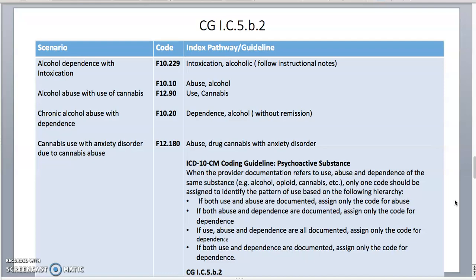Our next case, cannabis use with anxiety disorder due to cannabis abuse. Here we would only need to code the abuse according to our hierarchy chart, and our code would be F12.180, and our coding path would be abuse, drug, cannabis with anxiety disorder.